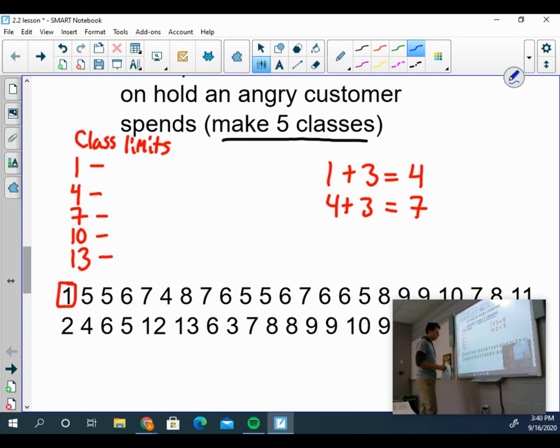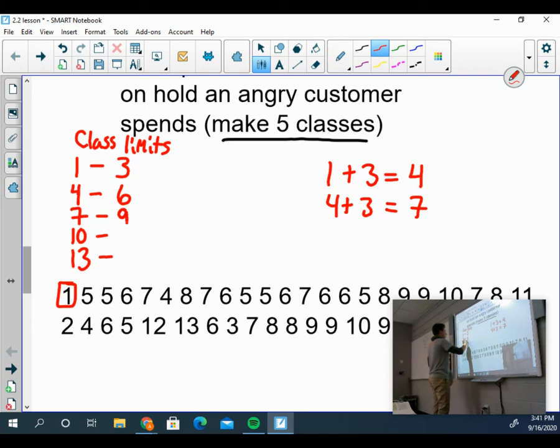So now how do I get my upper class limits? Well, your upper class limits are quite simple. They are going to be one value below the next lower class limit. So when I see that my class starts at 1 and the next class starts at 4, where does the previous class end? 3. If my class starts at 4 and the next one starts at 7, that means the previous one ends at 6, and so on and so forth.